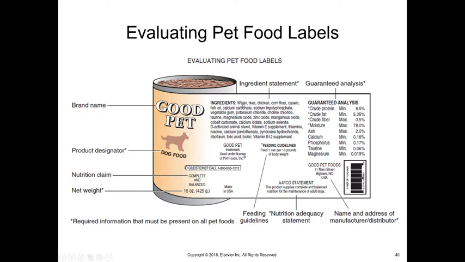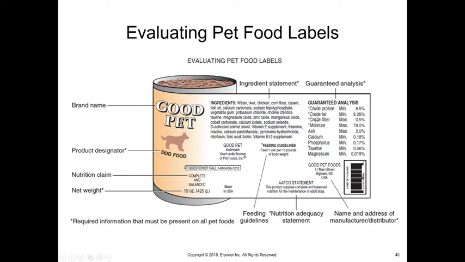Ingredients. Water is the first ingredient. It's usually going to be the first ingredient in any canned food. Liver, chicken, corn flour, and then we have further smaller ingredients. You can see zinc oxide, potassium chloride, so our macro and micro minerals. We have vitamin E, thiamine, niacin, calcium pantothenate. We have folic acid, biotin, vitamin B12 supplements. So we have our vitamins in there. Here is your guaranteed analysis.